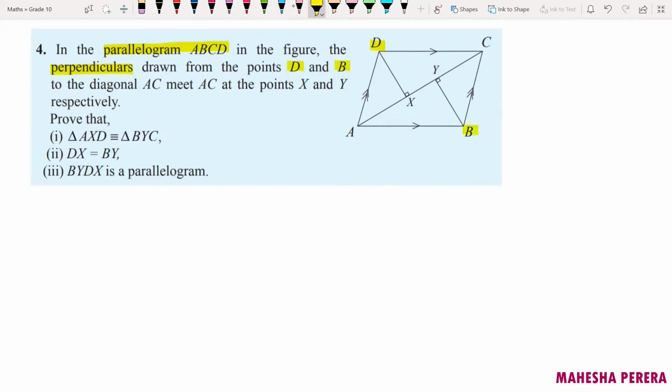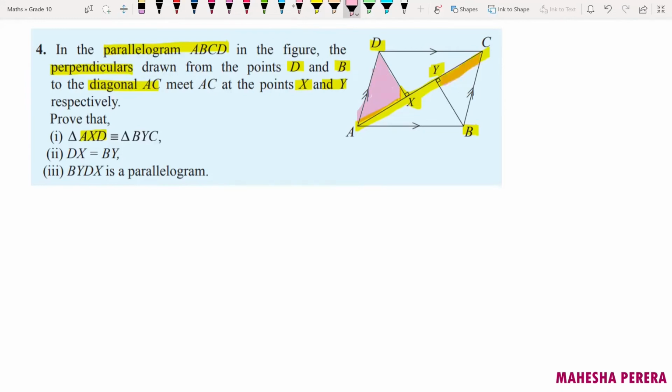Okay, fourth question. In the parallelogram ABCD, the perpendiculars drawn from the points D and B, D here, B here, right, to the diagonal AC, this is our diagonal AC, meet AC at the points X and Y. Right, here is our X and here is Y. Prove that triangle AXD, where is AXD, this triangle, is congruent to triangle BYC.